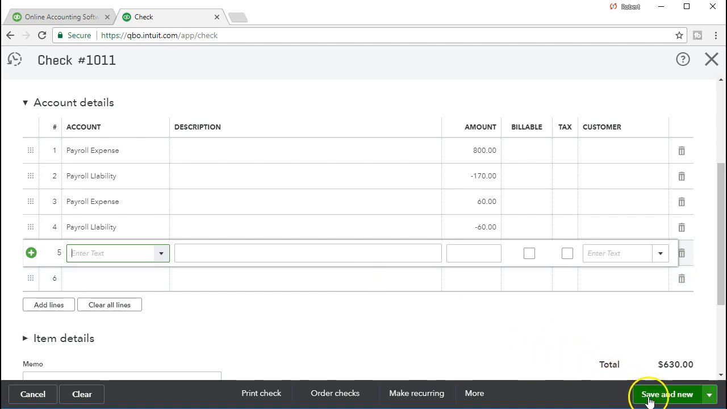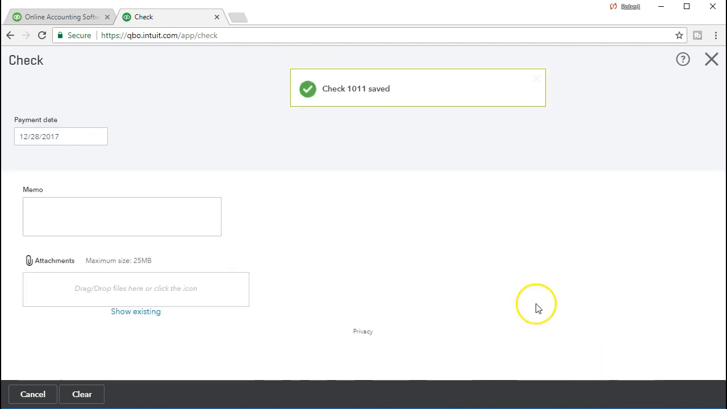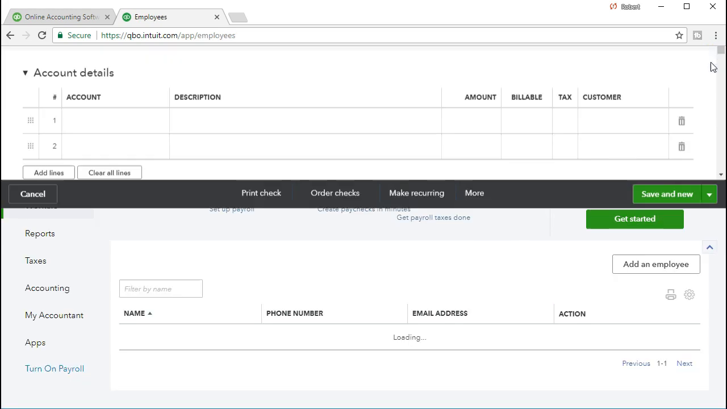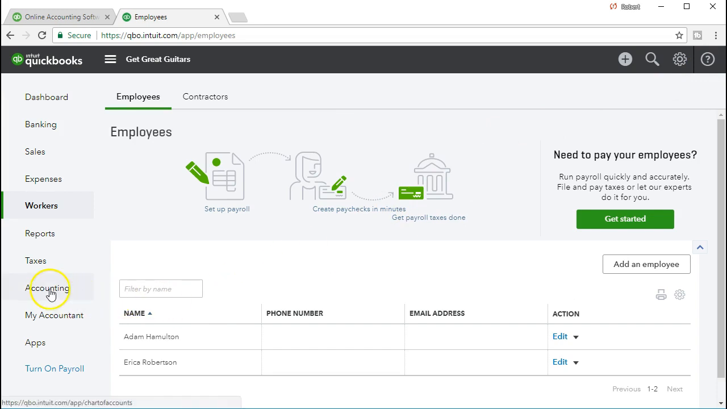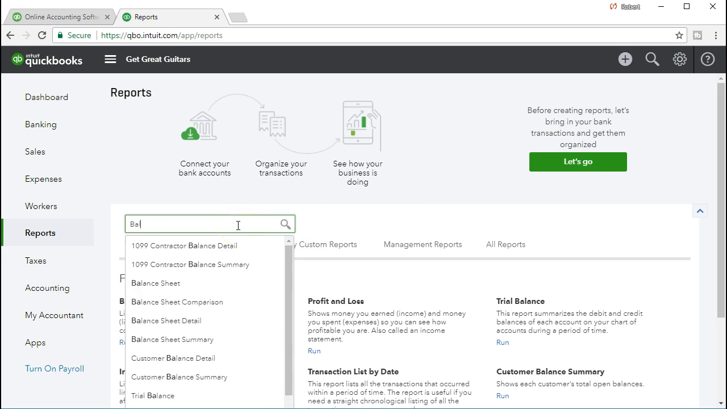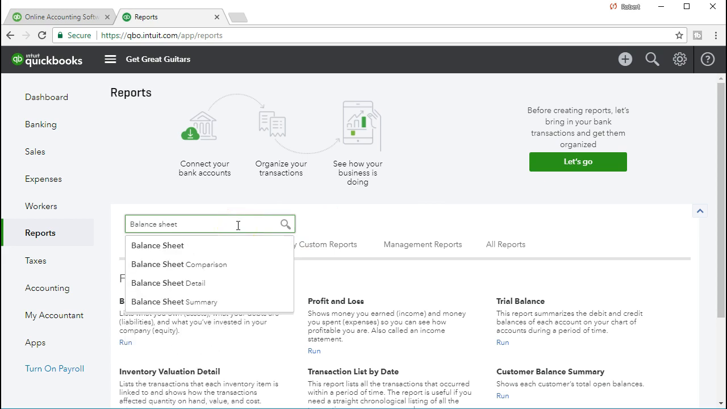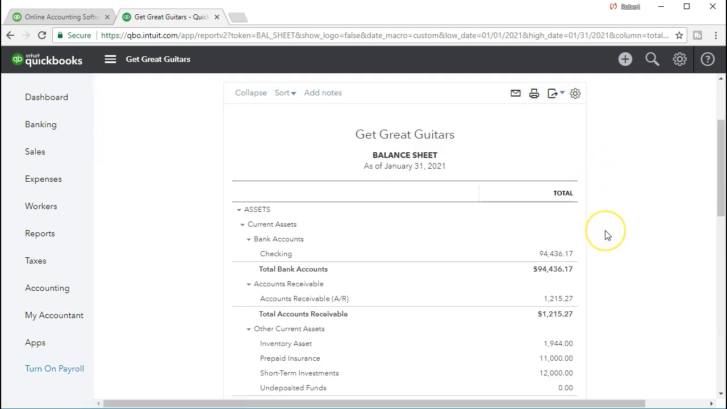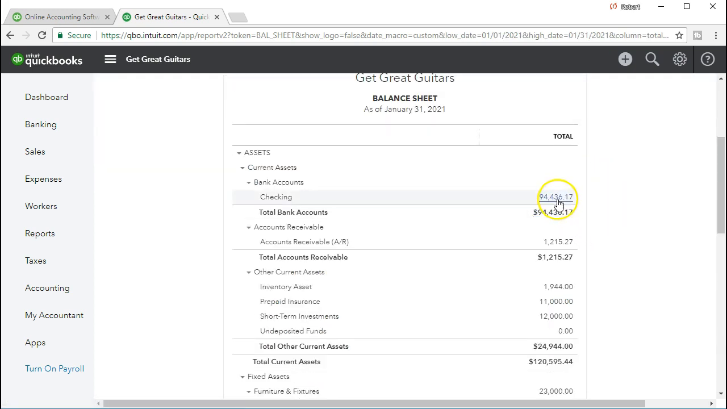So let's save and new this, and then let's go to our reports and let's see if this does what we hope it should do. So we're going to go to reports here and scroll down, and we're going to take a look first at the balance sheet. And we'll change our dates up top from 01/01/21 to 01/31/21, January 1st, 2021 to January 31st, 2021, and run that report. So we know that the checking account should be going down by the two checks we wrote.